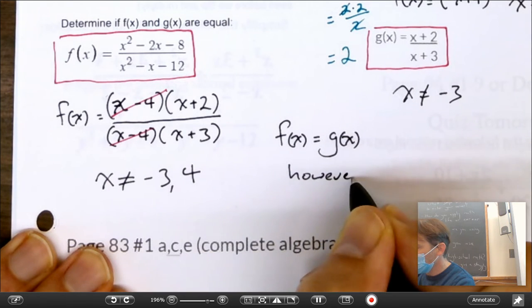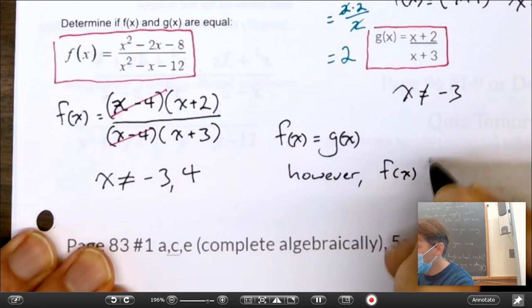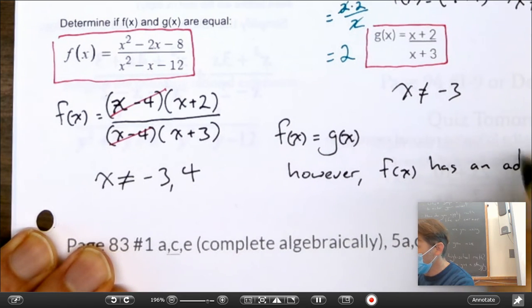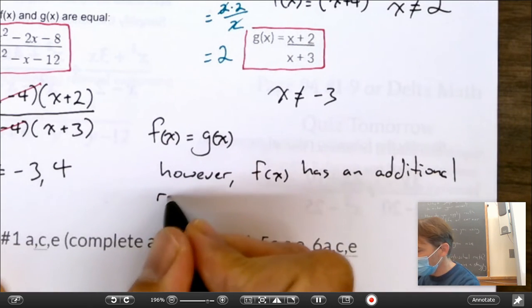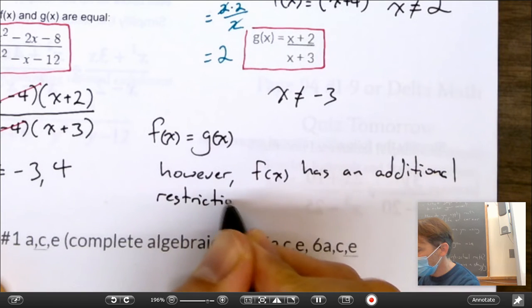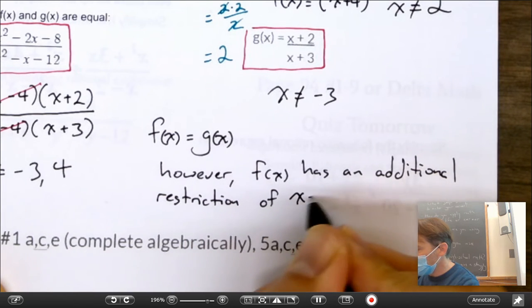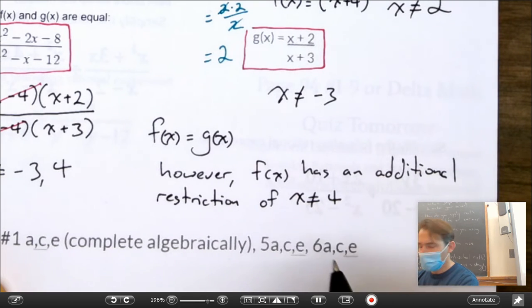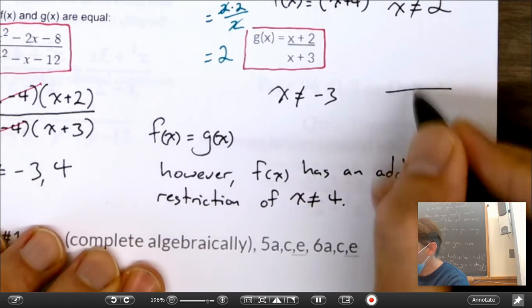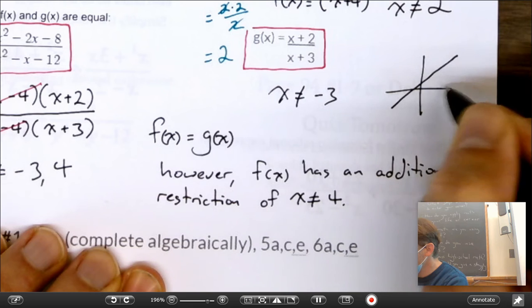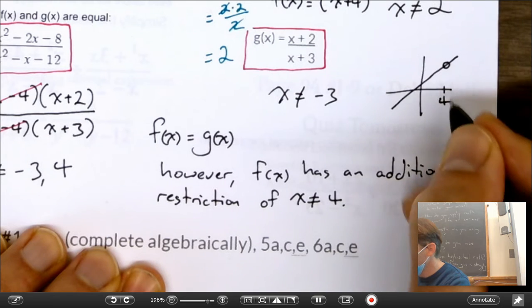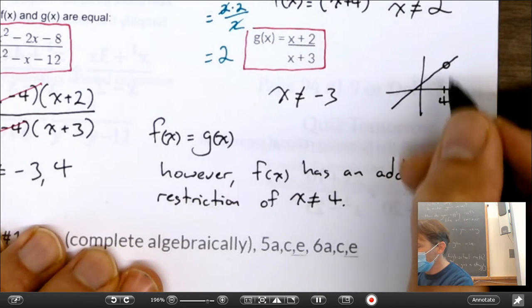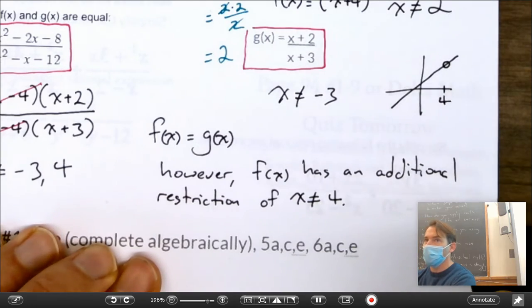However, f of x has an additional restriction of x can't be equal to 4. Now what these restrictions look like is if you have a line and x can't be 4, then you would put a little open dot there at the point x is equal to 4. And otherwise it would look like that line. So you just see an open dot on your restrictions if you're going to be graphing these.